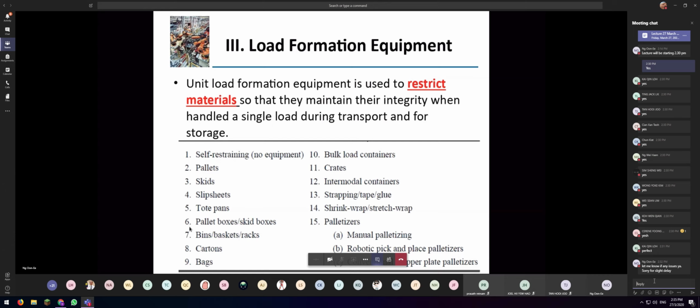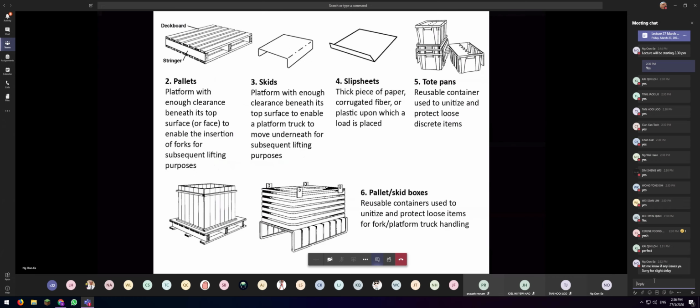The unit load formation equipment is used to restrict materials so that they can maintain their integrity. So there's quite a few different things we will talk about here in the formation of the load. The first one, we are not even going to talk about it. Self-restraining or no equipment just means we take the item, and the item in and of itself is a unit load. But of course, that's less interesting. Let's talk about how we can create unit loads.